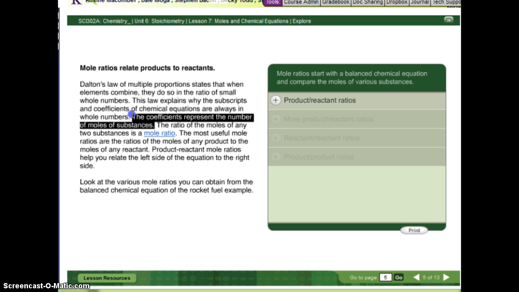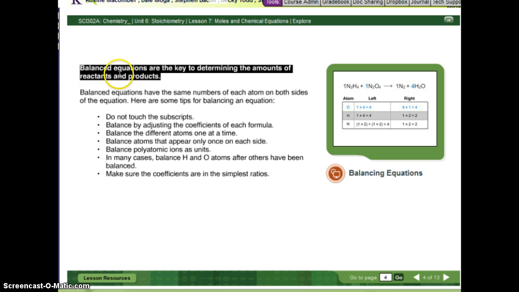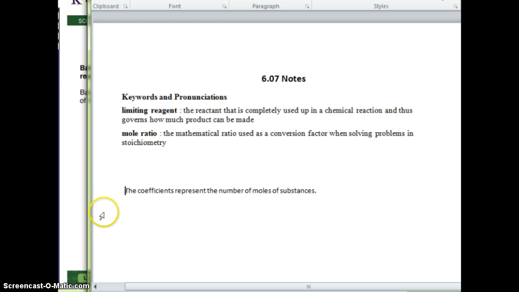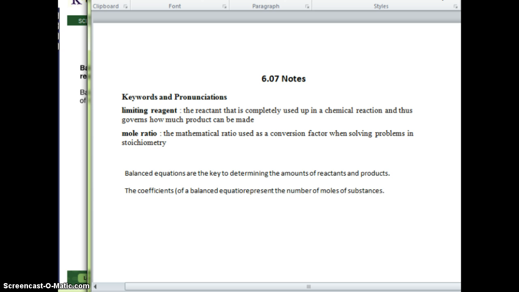Okay, that is huge. We're going to add that to our notes. And from the previous slide, we're also going to add our top sentence here. So we are going to add: balanced equations are the key to determining the amounts of reactants and products, and the coefficients of a balanced equation represent the number of moles of substances. That is huge. In fact, you should probably underline or bold it, okay?